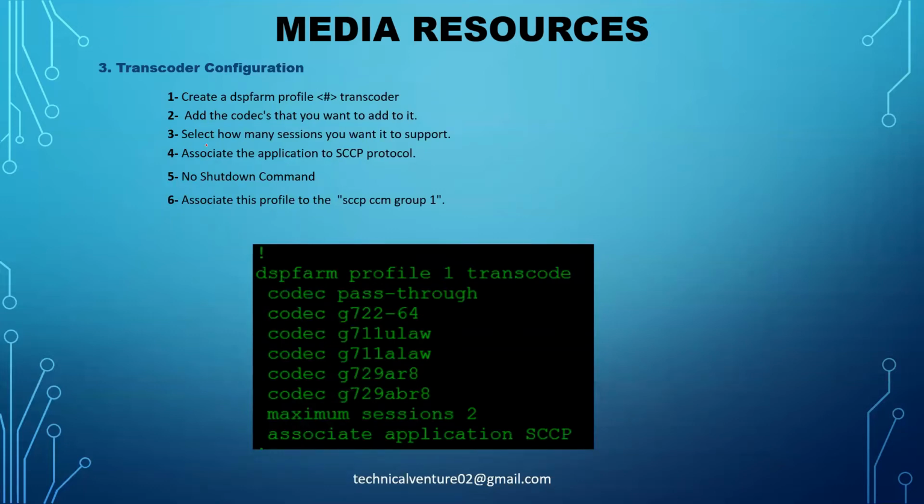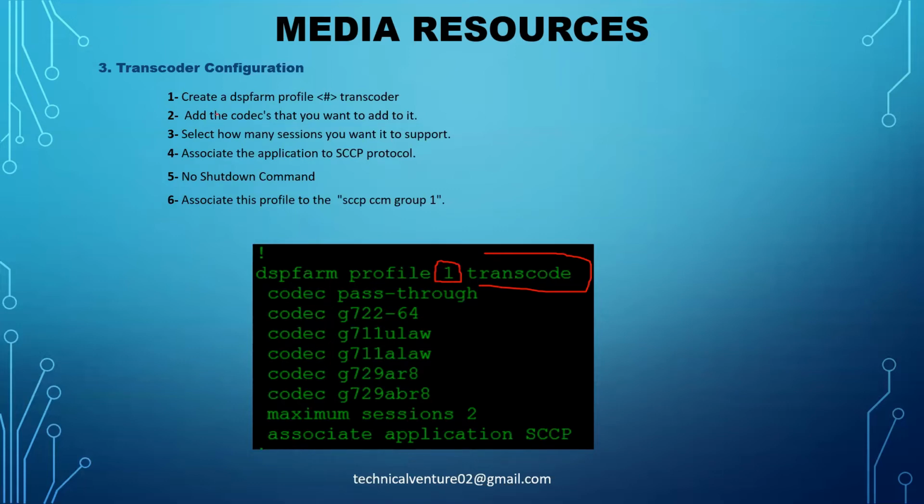After doing that, put the command dsp farm profile 1 transcode. In this case, we are configuring a traditional transcoder as of now, so we will not use the universal term here. This normal dsp farm profile 1 transcode means you are configuring a normal transcoding, not a universal one. It's just a traditional one. This is a profile number, a random one. You can choose anything.